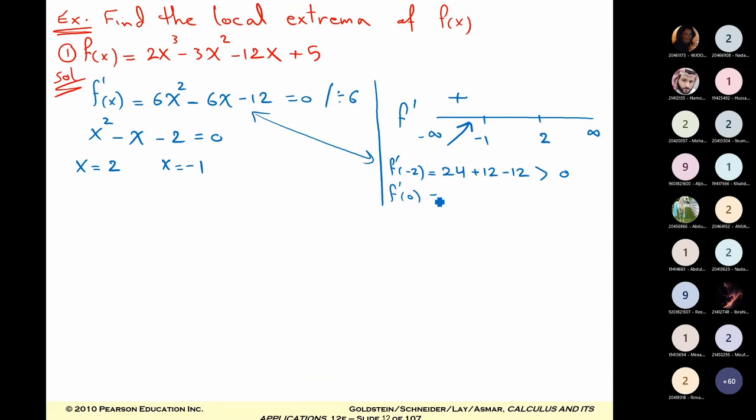F prime of 0 equals negative 12. So this is negative. Direction to down. Choose, for example, we can choose 3, 4, 5, any value. We can choose also 10, for example: 10 squared is 100, multiply 6 is 600, negative 6 multiply 10 is minus 60, minus 12, so this is positive. Okay, the direction to up.